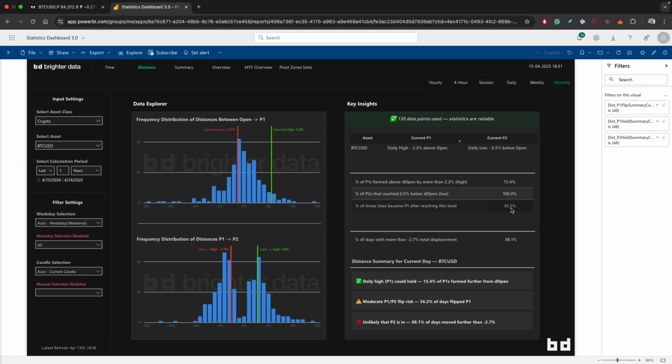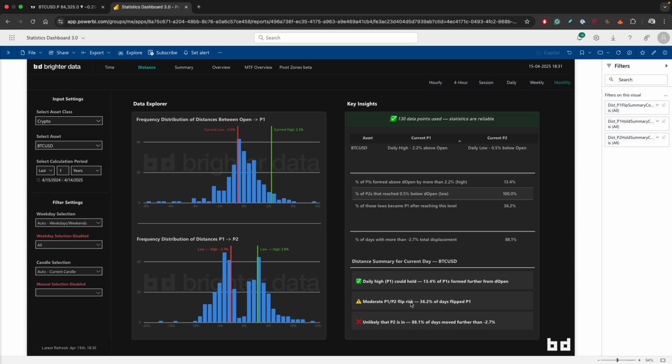36.2%. Obviously, this is now a much lower probability to flip P1 because we're much further in the day. You have to take these into account. But in general, you might recognize this from what is here. You see 36.2% here, translated as moderate P1 P2 flip risk.